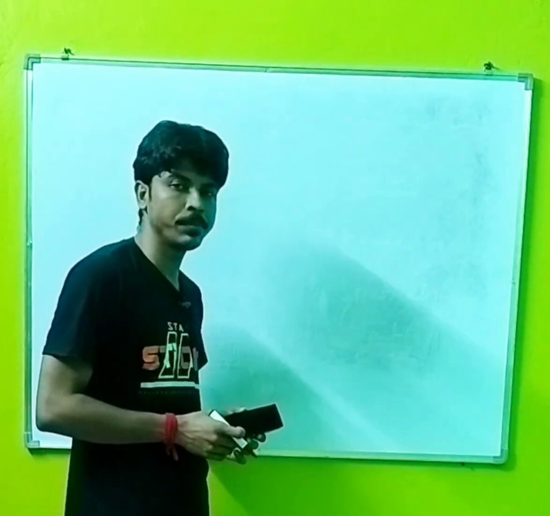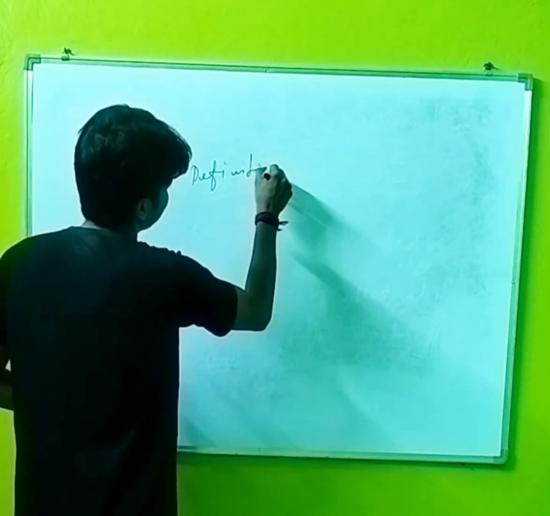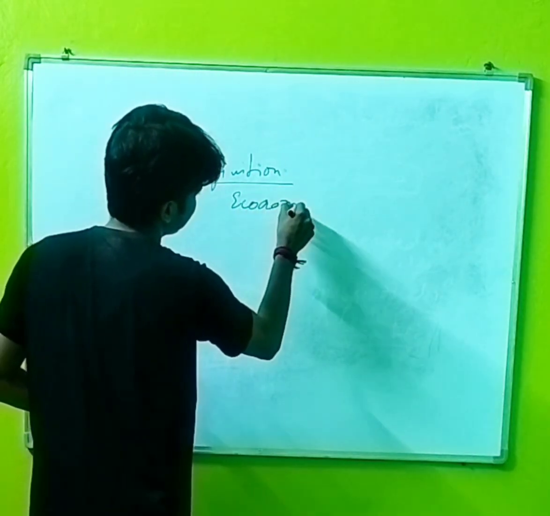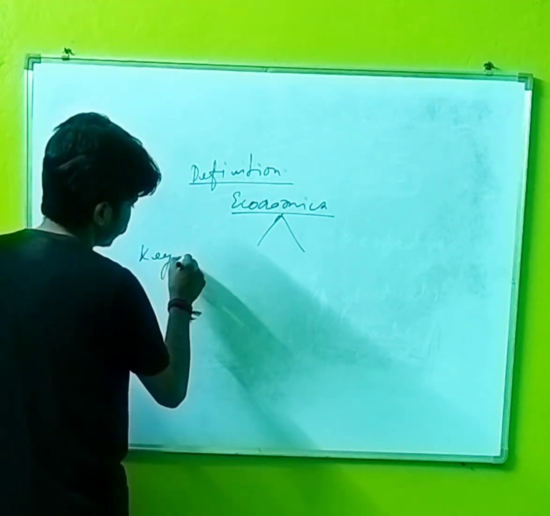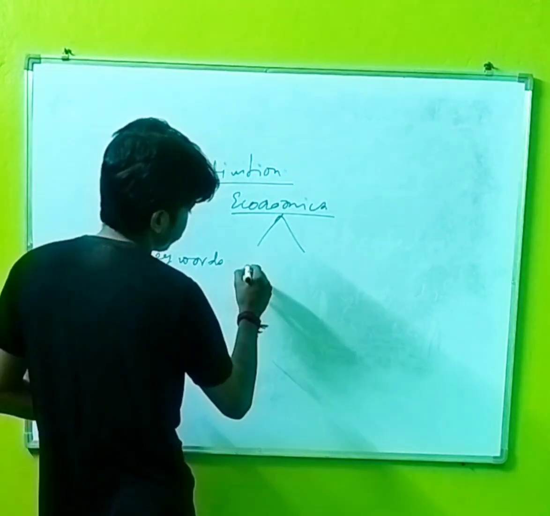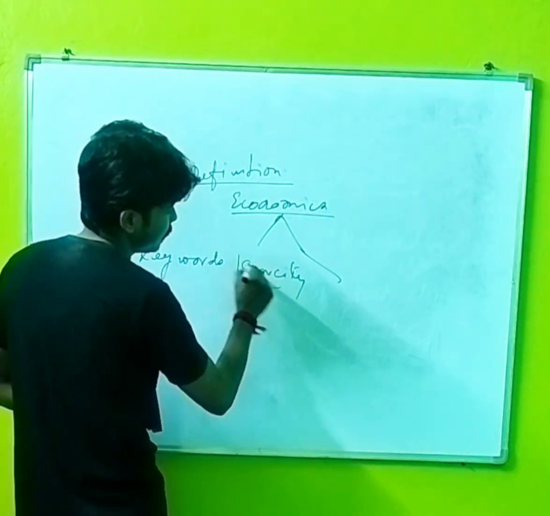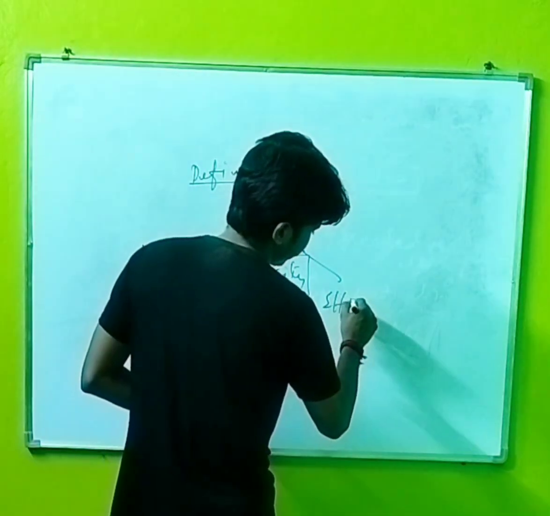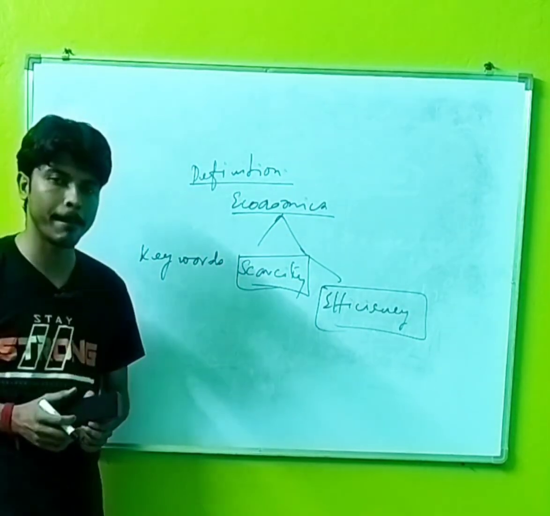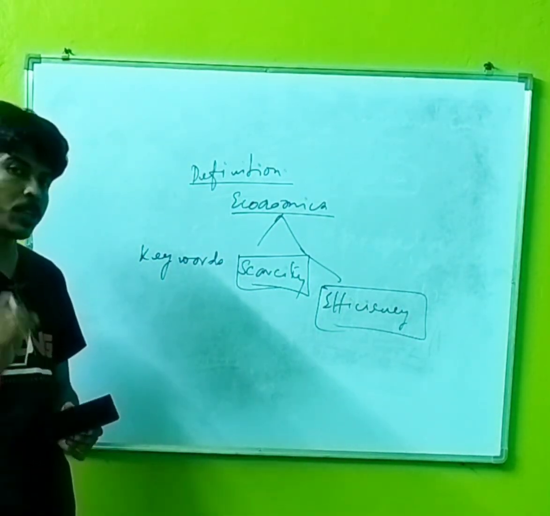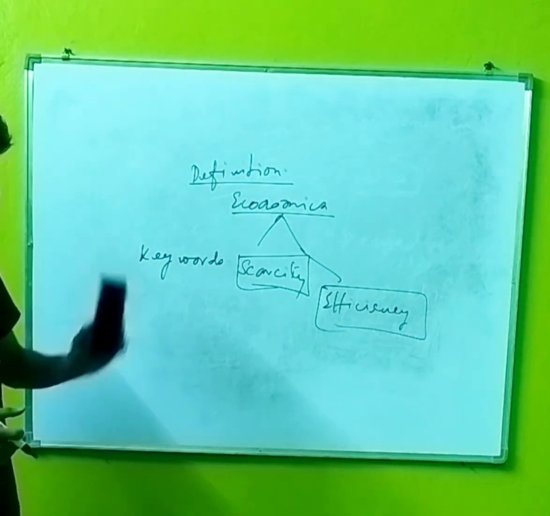And in the definition of the term economics, we have two key words. One is scarcity, and the second one is efficiency. So whenever we try to define the term economics, we must use these two words: scarcity and efficiency.